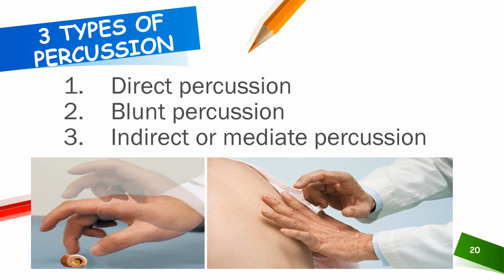Indirect or mediate percussion is the most commonly used method of percussion. The tapping done with this type of percussion produces a sound or tone that varies with the density of the underlying structure. As density increases, the sound of the tone becomes quieter. Solid tissues produce a soft tone, fluid produces a louder tone, and air produces an even louder tone.